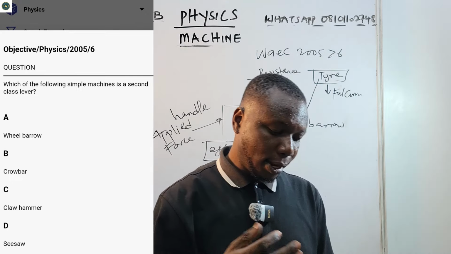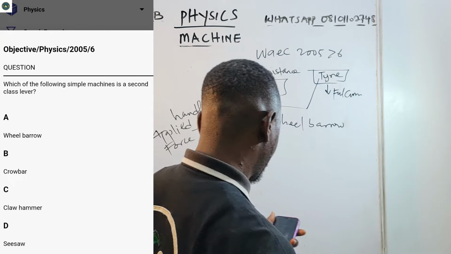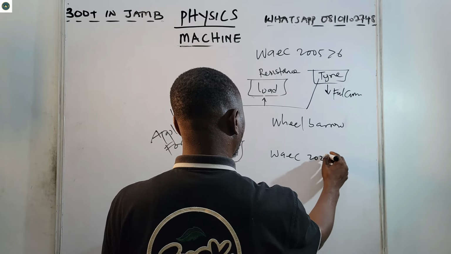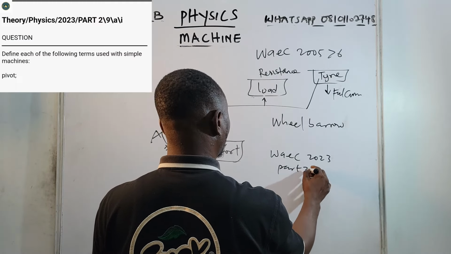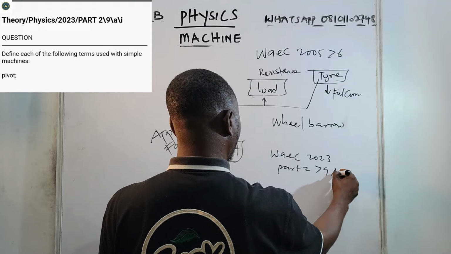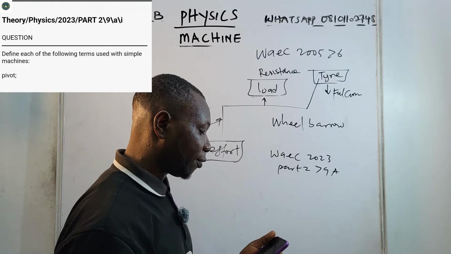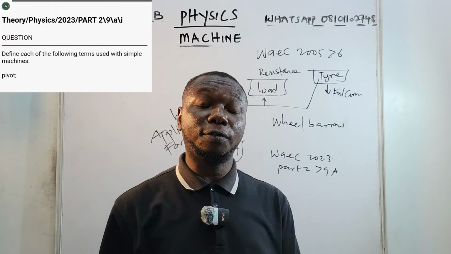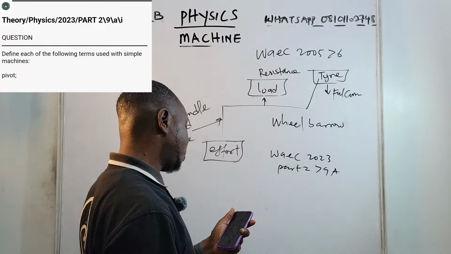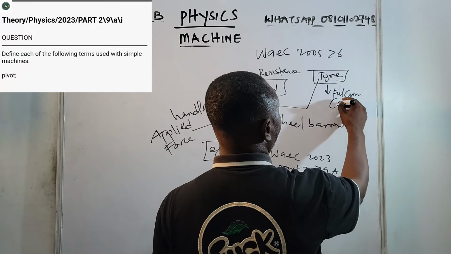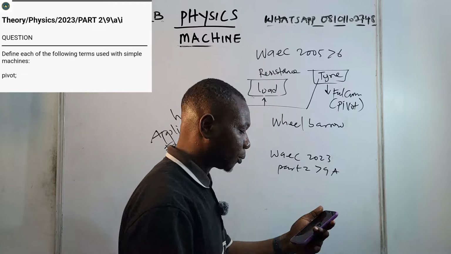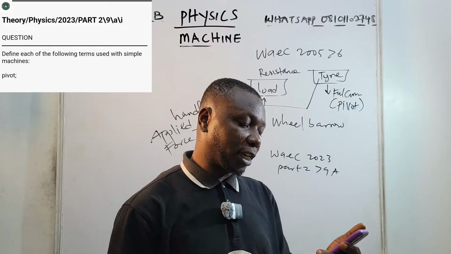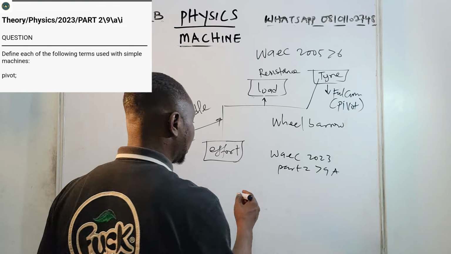Okay. Now we have this one, they are basic. WAEC 2023, part 2, question 9A. It says define each of the following terms used in simple machine. Pivot is often referred to as fulcrum. They say we should define pivot. Fulcrum is the same thing as pivot, a support. So pivot, often referred to as fulcrum, is the point or axis around which a simple machine, such as a seesaw, can rotate.